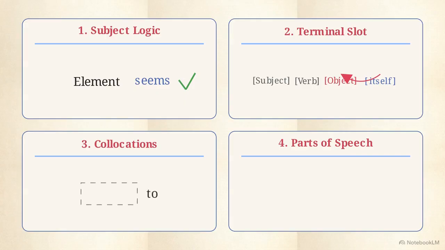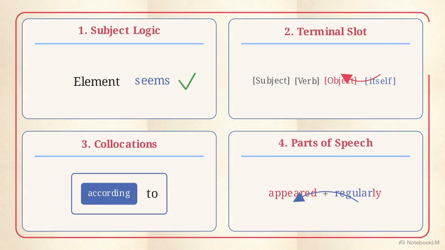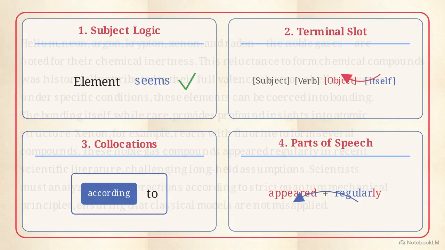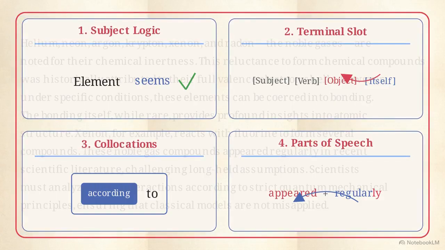Rule 3. Scan for collocations. Always look to the right of the blank for prepositions that limit your choices to specific fixed phrases. Rule 4. Match parts of speech. Use the surrounding words to determine if you need a noun, adjective, or, as we saw with appeared, an adverb. Success in the reading section comes from isolating these specific constraints within the text. Consistent practice with this systematic approach turns a dense paragraph into a series of clear, structural decisions.